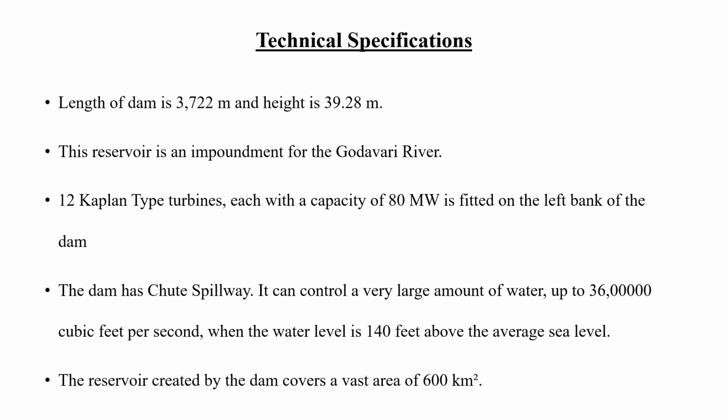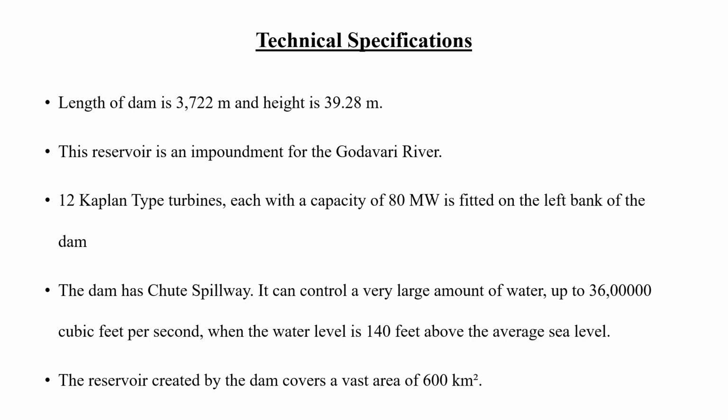Godavari River. 12 Kaplan type turbines, each with a capacity of 80 megawatt, is fitted on the left bank of the dam. The dam has a soot spillway. It is a type of spillway. It is generally made for gravity type dams, right? So soot spillway can control a very large amount of water up to 36 lakhs cubic feet per second. When the water level is 140 feet above the average sea level, it is the condition for which the dam is going to be made.